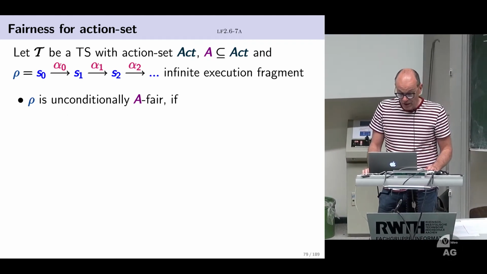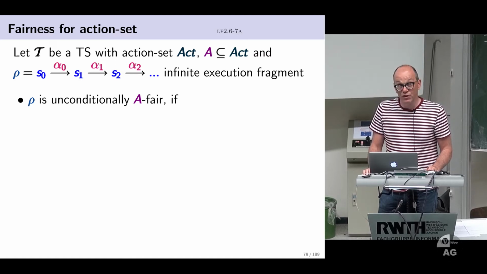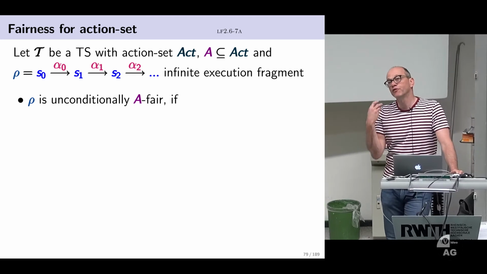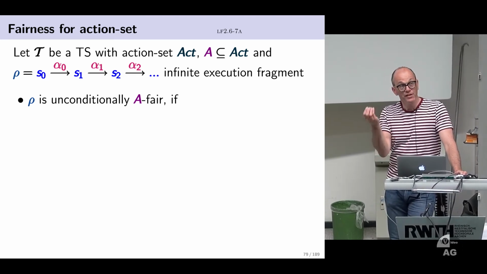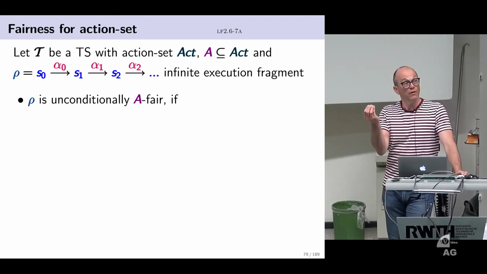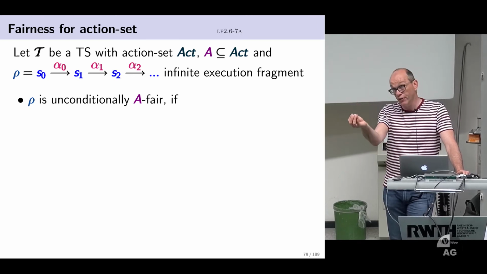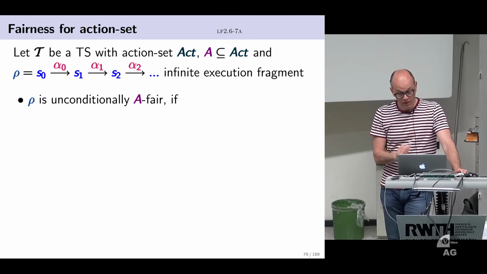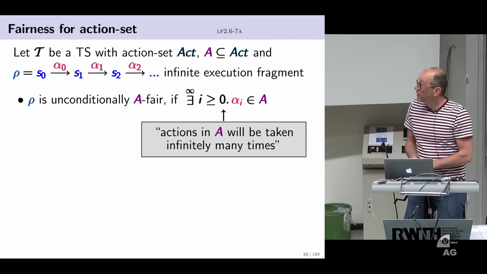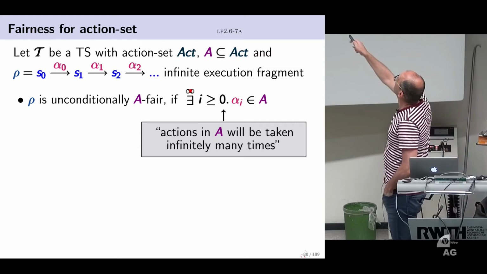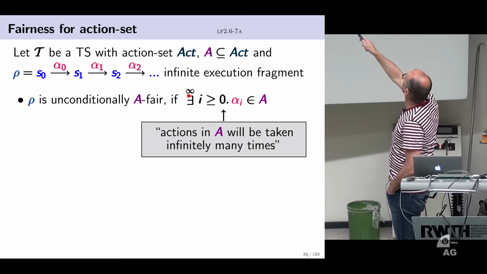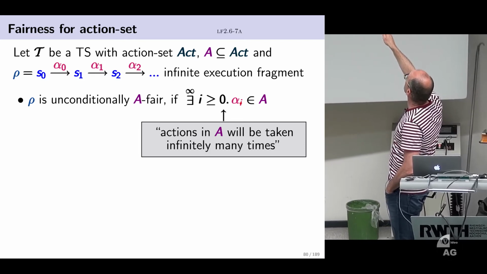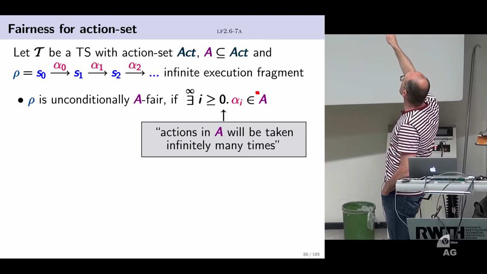Good. Rho is unconditionally A-fair. What does that intuitively mean? I give you a set of actions. I'm going to say it's unconditionally A-fair if actions in A occur infinitely often along the execution. So that means infinitely often some action alpha i will be taken. There are infinitely many alpha i's and they are in A.